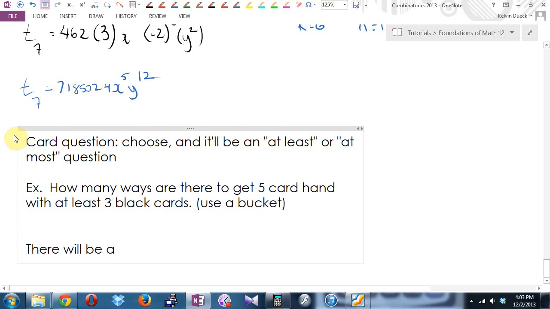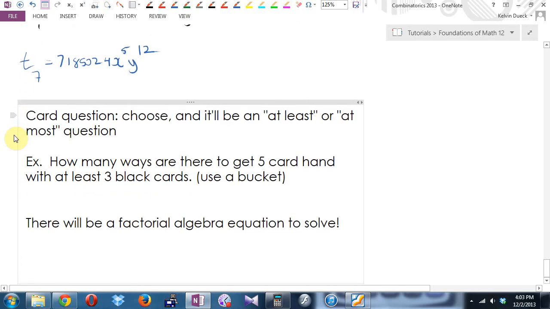There will be a factorial algebra equation to solve. Example: solve algebraically. And I can't make these up, but give me a second.